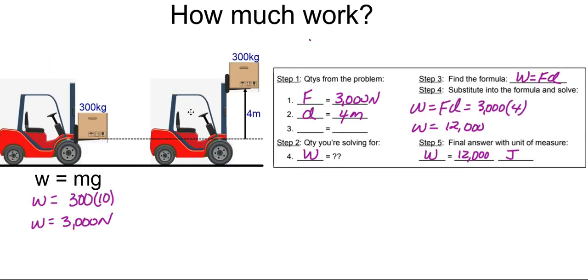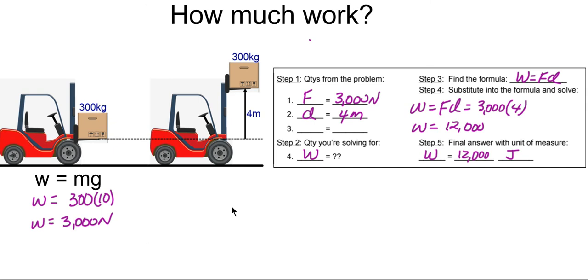How much work is done here? Let's try this example. We have a 300 kilogram box, don't we? So we know when this forklift lifts this, the force is going to be equal to the weight. So let's find that object's weight. W equals mg for weight. 300 kilograms times 10. The weight of this thing is 3,000 newtons.